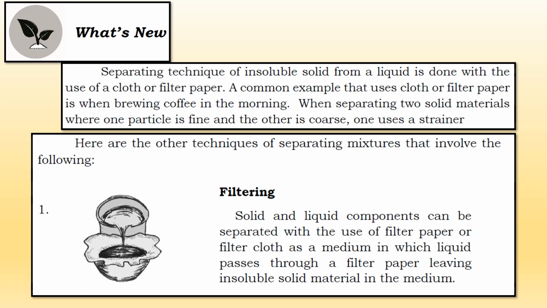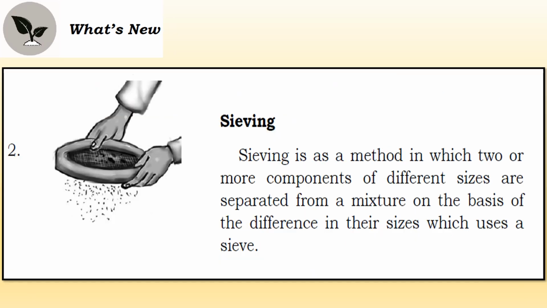So number 1, filtering. Solid and liquid components can be separated with the use of filter paper or filter cloth as a medium in which liquid passes through a filter paper, leaving insoluble solid materials in the medium. So pag sinabi nating filter, tatandaan natin na yung liquid at ang solid ay kailangan nating ihiwalay. So yung insoluble solid ay hiwalay natin gamit ang liquid. At gagamit tayo ng filter paper. Tatandaan natin, pag nag-filtering tayo, ang gagamitin natin ay ang filter paper or filter cloth. Filtration ay gumagamit ng solid at liquid particles para mahiwalay.